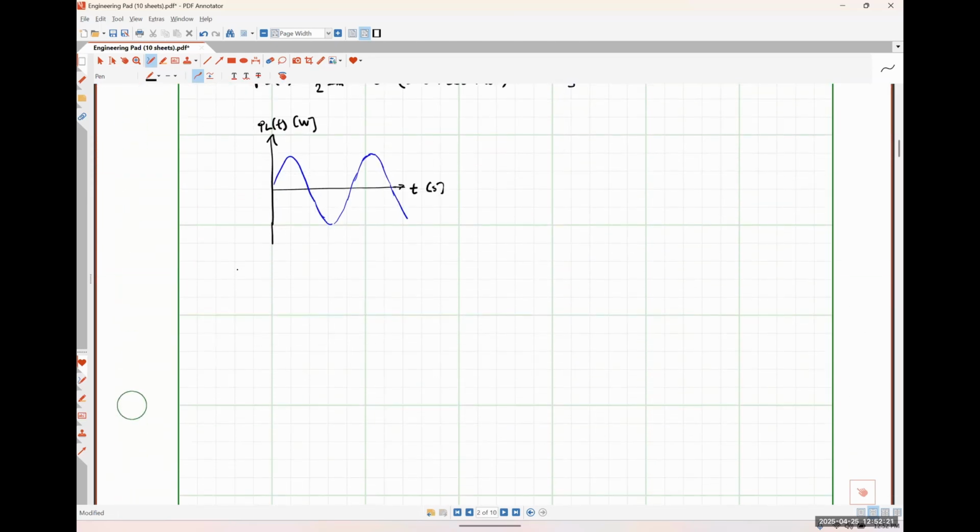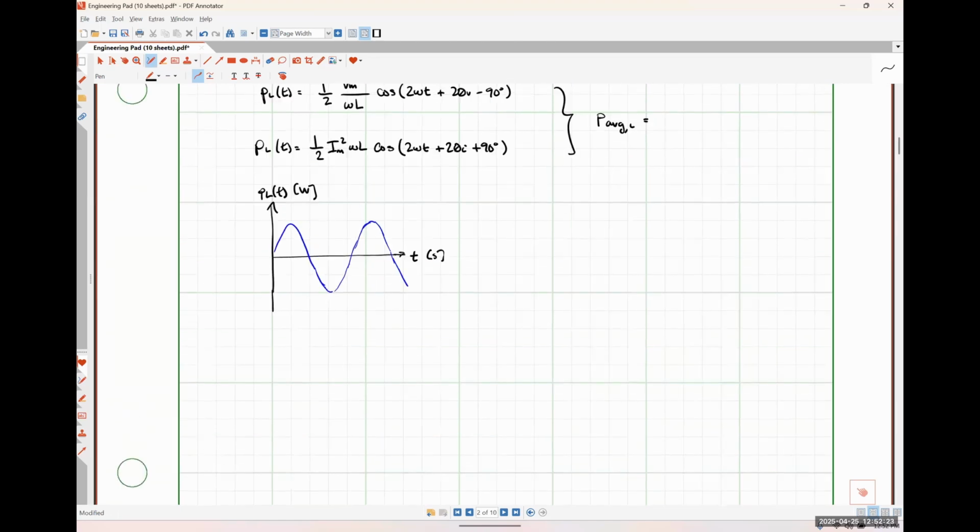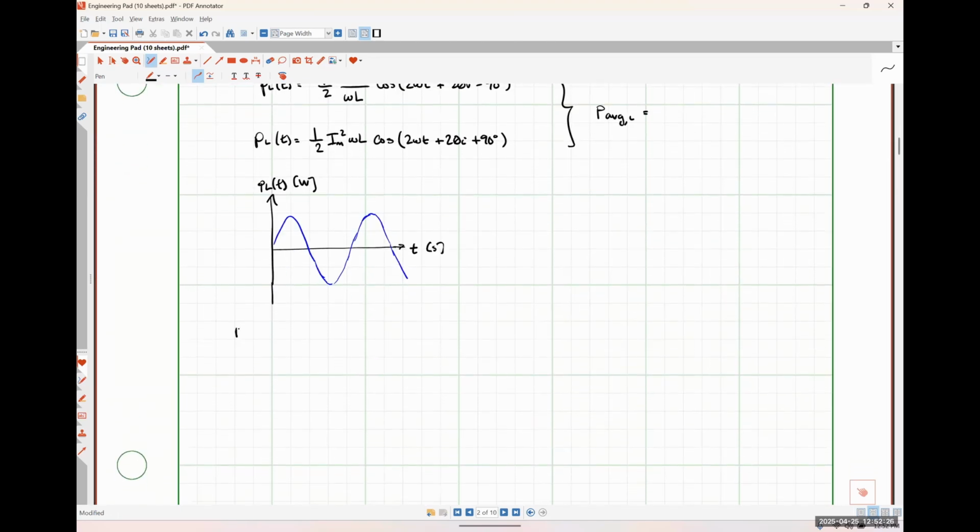So when we have capacitors, we have a very similar relationship for our magnitudes as well as our phase angles, except that current and voltage are going to switch places, right? So we would have Im is equal to omega C times Vm, and then we would have theta I is equal to theta V plus 90 degrees, okay?